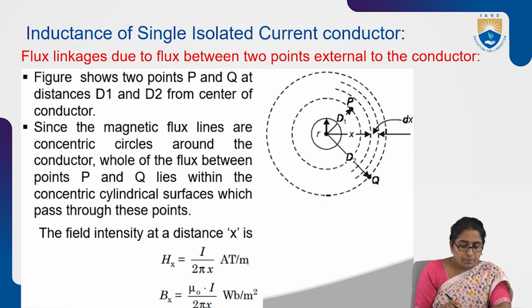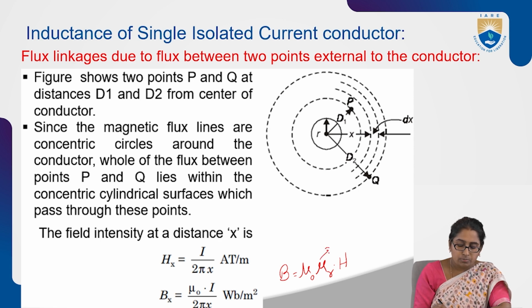The unit is ampere turn per meter. Then magnetic flux density Bx is given by B equal to mu naught mu r H. Here mu r is 1 because we are talking about the transmission line in air. This mu r relative permeability value is 1. So B is equal to mu naught Hx, that is mu naught I by 2 pi x.